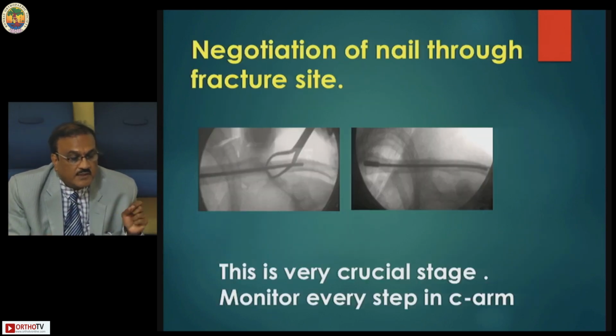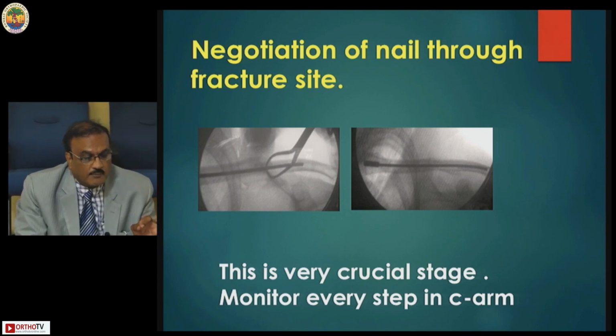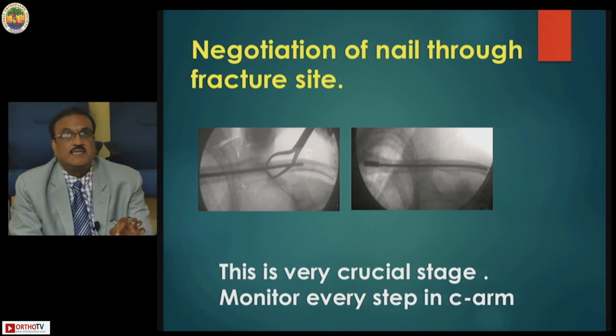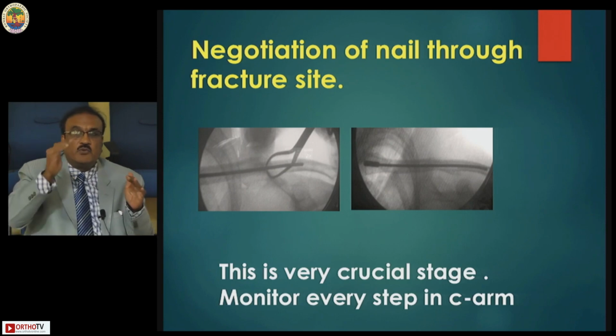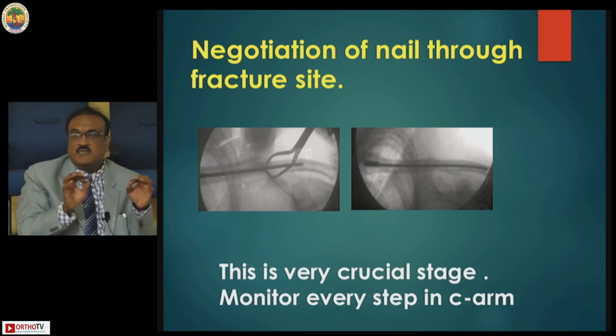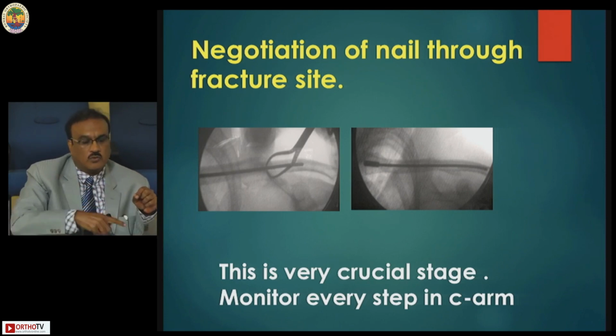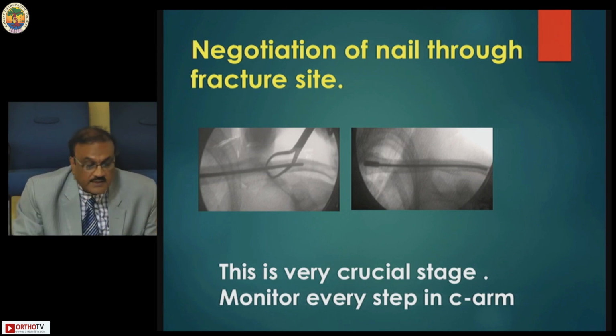So negotiation of the nail through the fracture site is a very crucial stage. Monitor every step in the C-arm. Otherwise, if you push the nail down, there is the brachial plexus, so don't damage it. Therefore, it is very crucial. You reduce first and then you pass the nail, don't do the reduction by the nail.